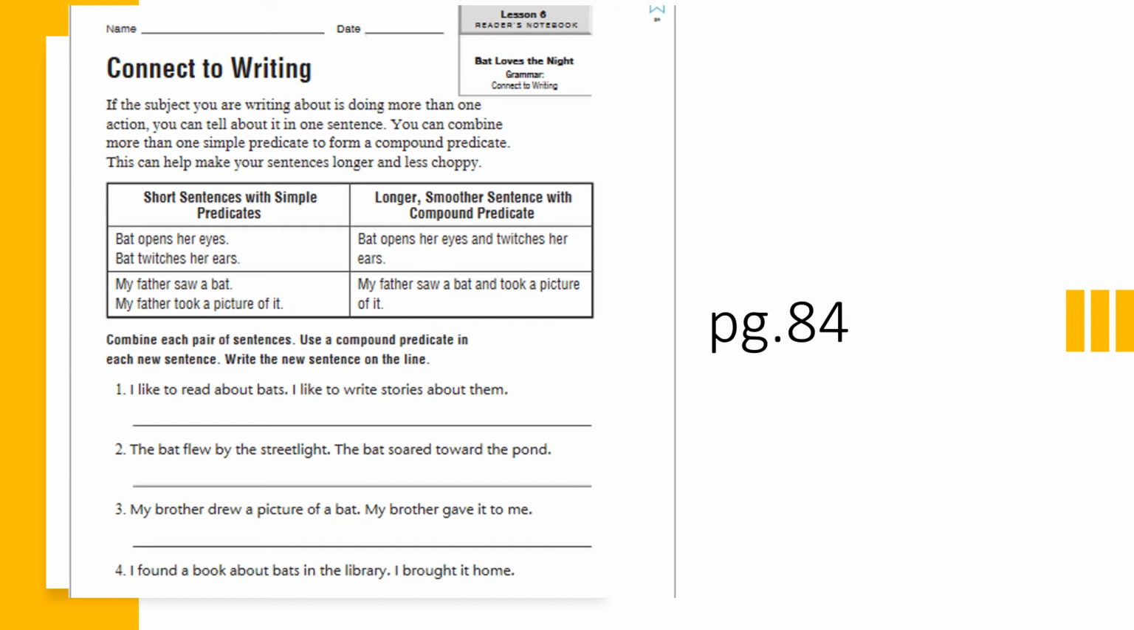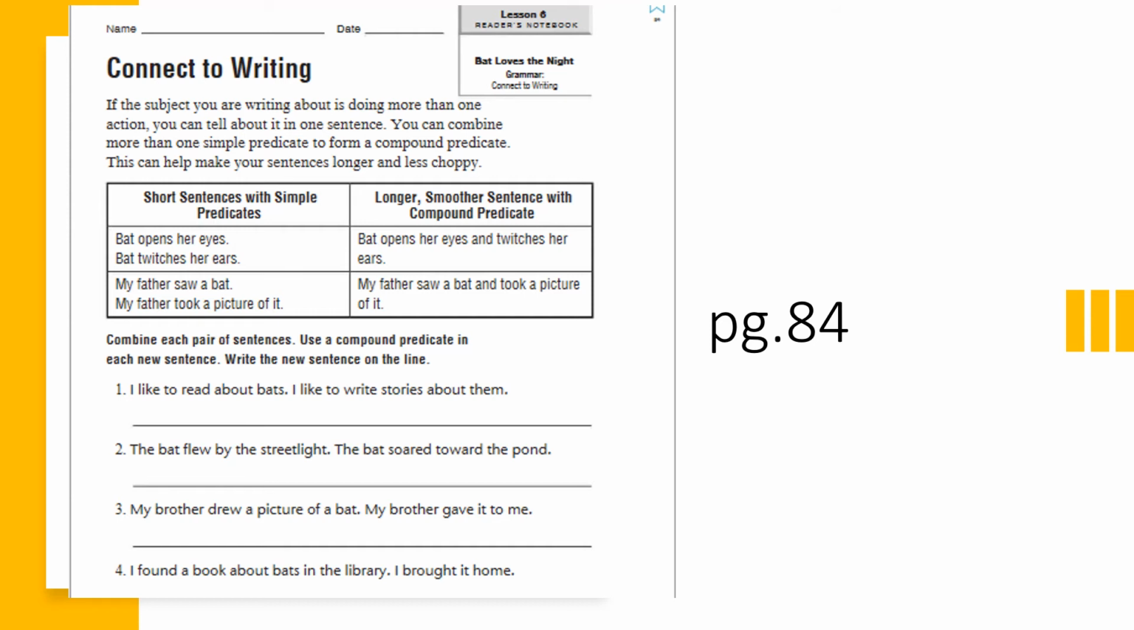We should be able to join this sentence and join the predicates in this sentence to form a simple sentence with a compound predicate. So instead of saying "Bat opens her eyes. Bat twitches her ears," I can say "Bat opens her eyes and twitches her ears." Remember, this is still a simple sentence because we only have one subject. We don't have a new subject after the "and." So here I don't need to put a comma because it's still a simple sentence.